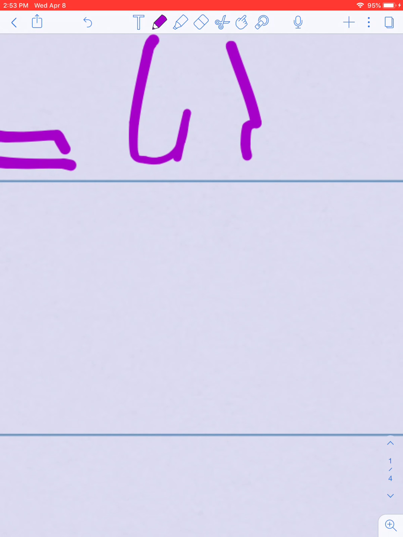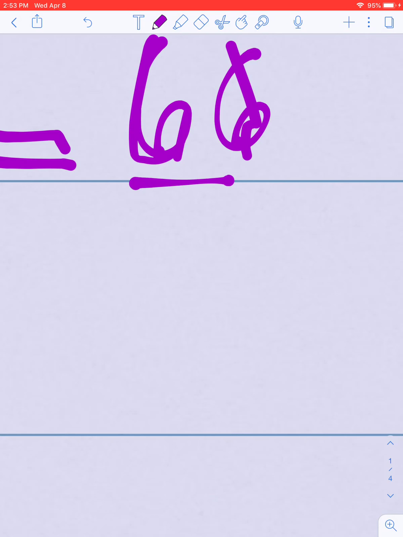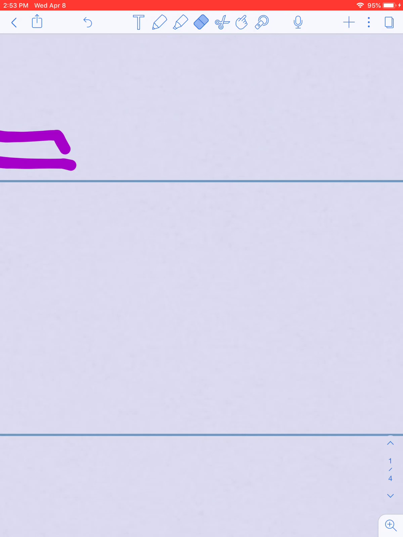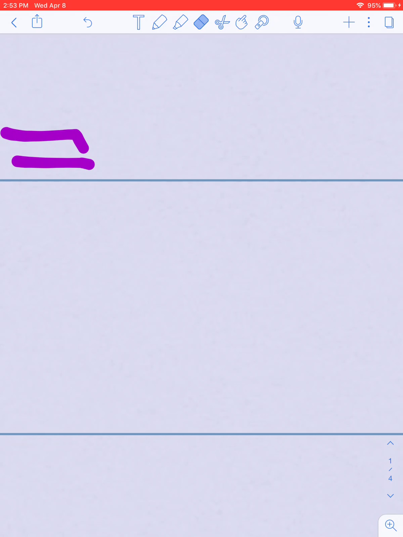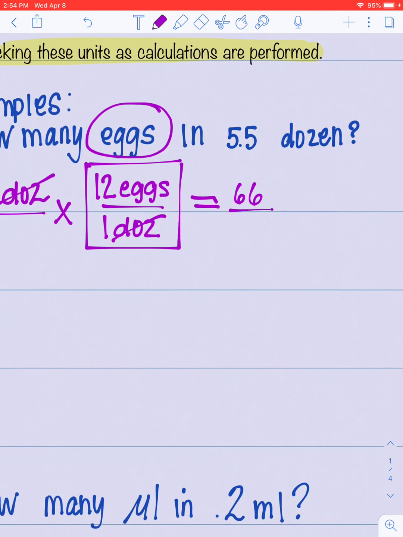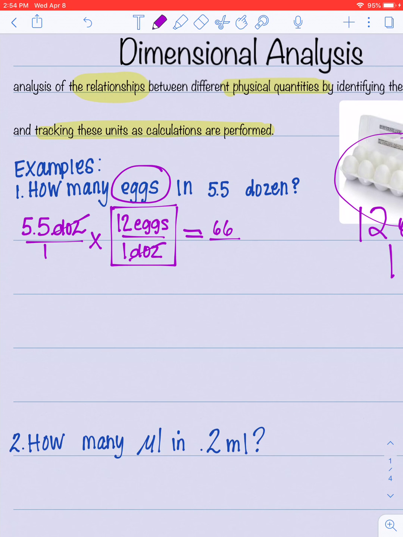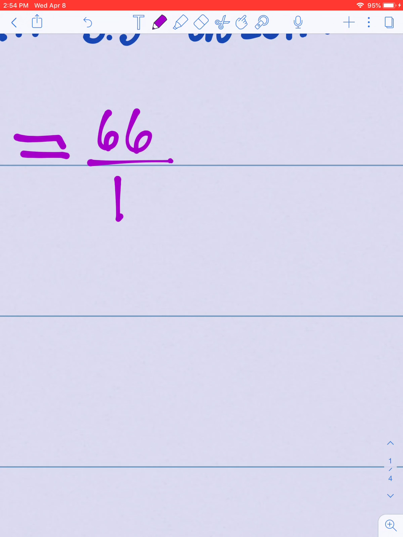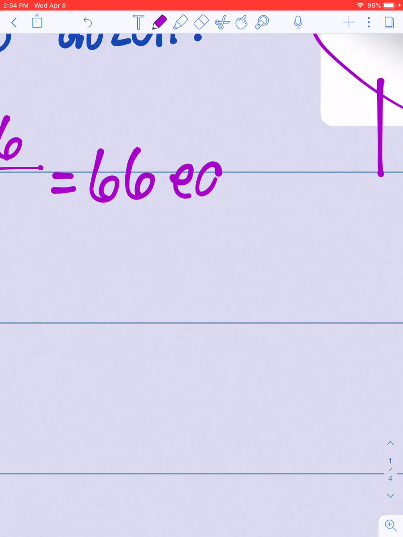And that's going to go on the top. Oh, excuse my stylus here. Matter of fact, let me just make that a little clearer. Oh, I love that about Notability. So 66 goes on the top. And then to get the number on the bottom, you are just going to multiply 1 times 1. Again, you just multiply across the bottom. Don't let this math scare you. 66 divided by 1 equals 66 eggs. And that is our answer.